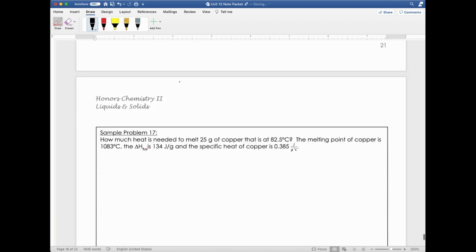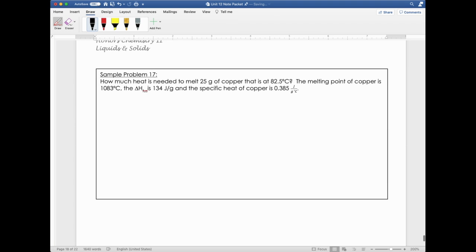Let's just dive in and do that last sample problem together. So how much heat is needed to melt 25 grams of copper that is at 82.5 degrees Celsius? The melting point of copper is 1083 degrees Celsius, and it gives us all the constants there that we need. So how much heat is needed to melt? I not only have to bring copper to its melting point, but then I have to actually melt it. So this particular problem, sample problem 17, is a two-step problem.